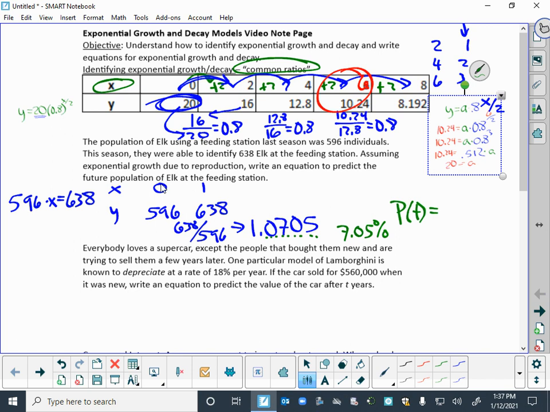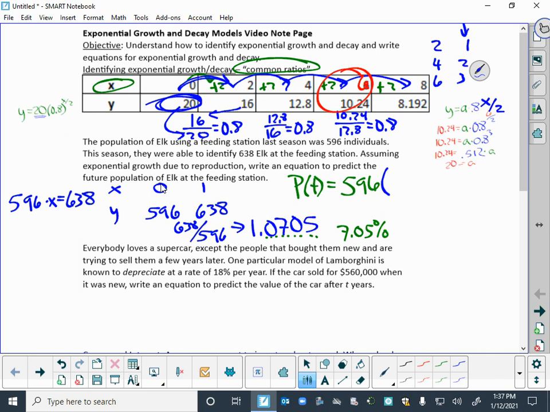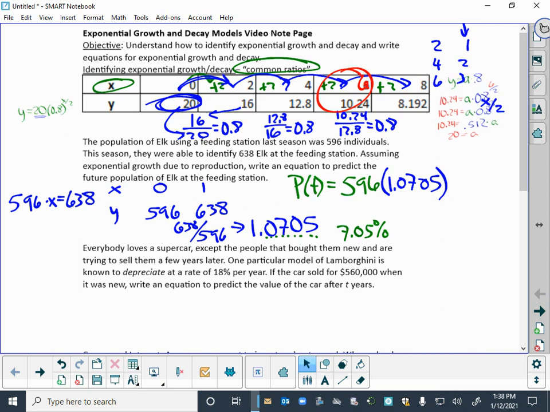And our equation, if we wanted the population of elk after T years, is going to be the population of elk at the beginning, which we use 596 for that, times the number that I multiply by every time, which is 1.0705. And I'm going to raise that to the T power for T years.